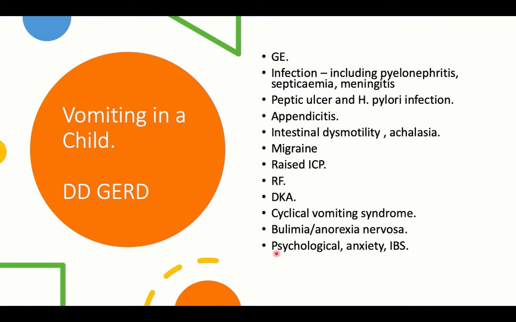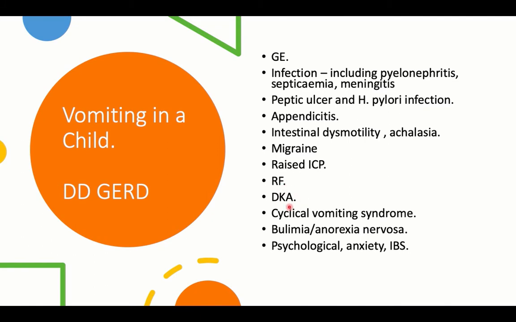persistent vomiting. While in an older child presenting with vomiting, you would think first of gastroenteritis associated with vomiting and diarrhea, infections including pyelonephritis, meningitis, and septicemia. Peptic ulcer disease and Helicobacter infection can be the cause of vomiting in an older child. Appendicitis, okay, intestinal dysmotility again, migraine can be associated with vomiting. Raised intracranial pressure, renal failure, and uremia.